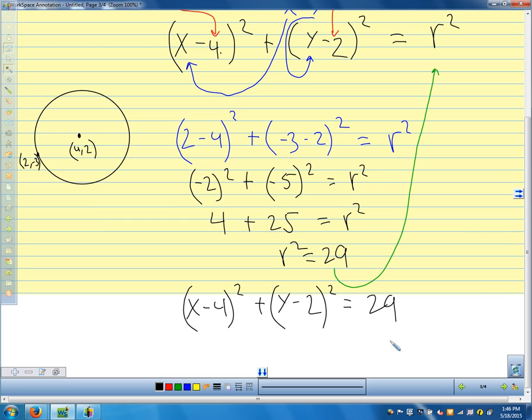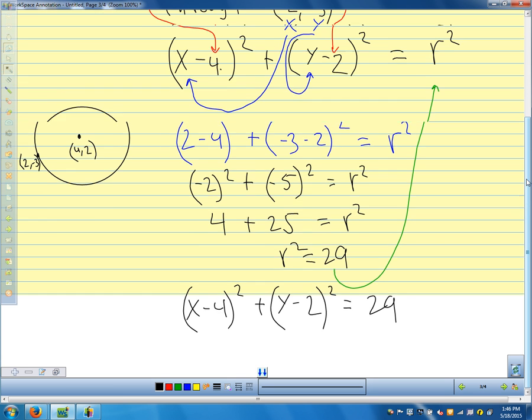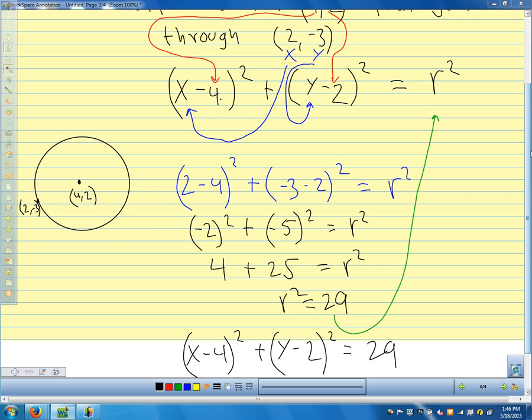Don't have to multiply anything out. Don't have to solve anything. We just use all of our pieces to find the missing information.